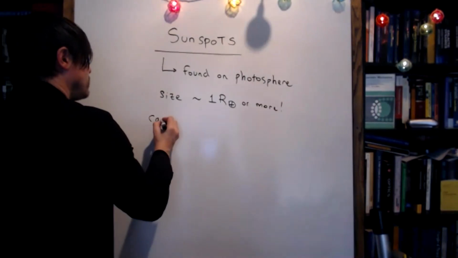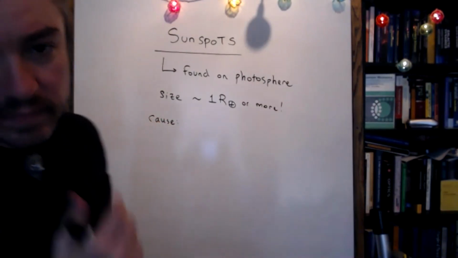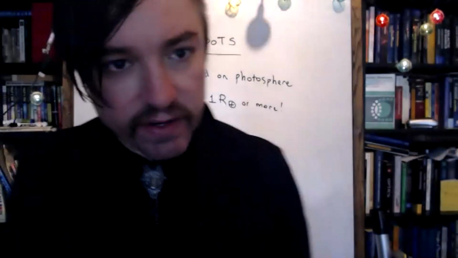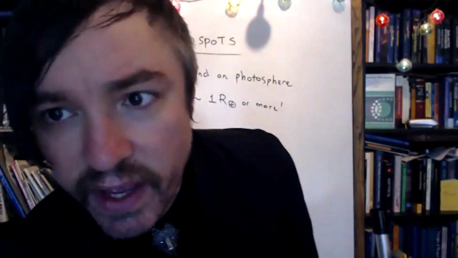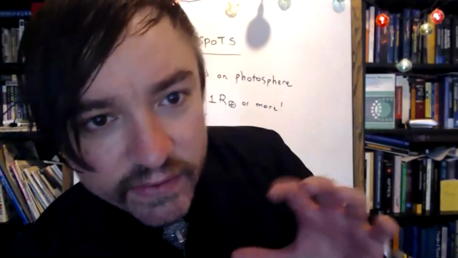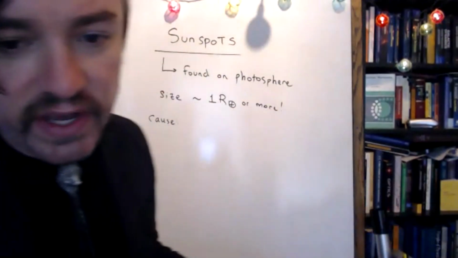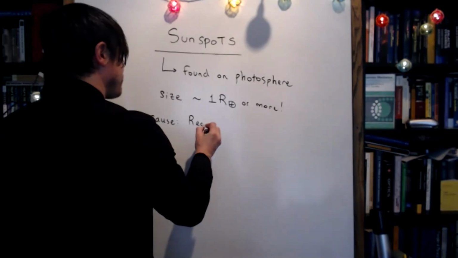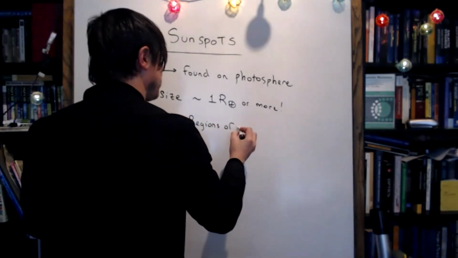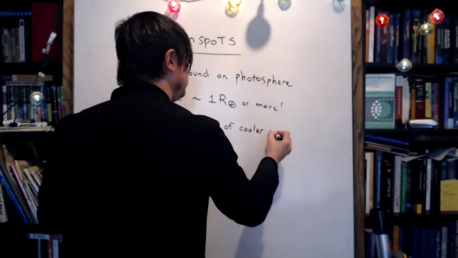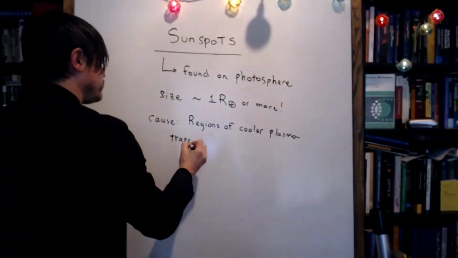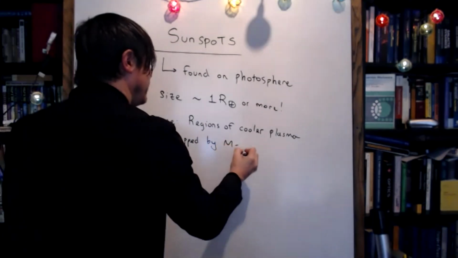And the cause... Is it solar flares? It's not solar flares, although it's related to the same processes that cause solar flares. I think when I was trying to describe the cause, I was rushed. We were at the end of class. They're regions of cooler plasma, okay, but what are they caused by? They're trapped by magnetic fields, right? That's right. Regions of cooler plasma that are trapped by magnetic fields.